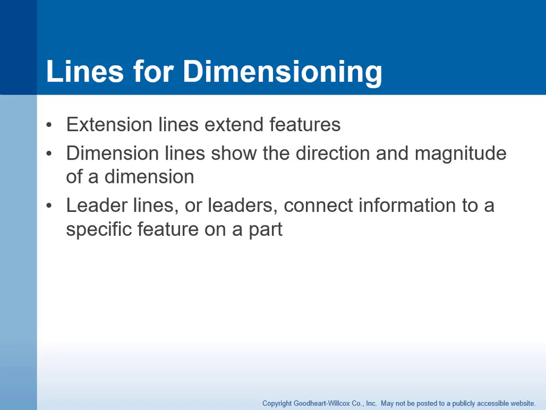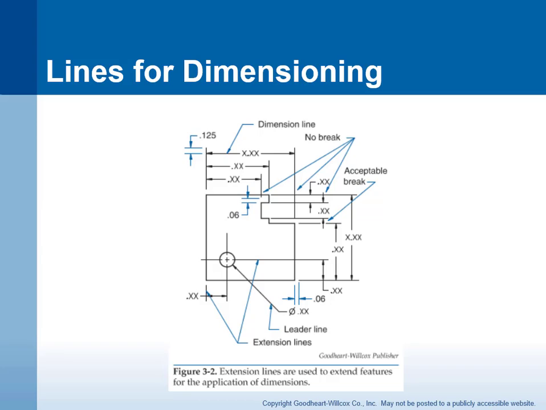Now these are the type of lines we use for dimensioning. So extension lines extend features, whereas dimension lines show the direction and magnitude of a dimension. And then leader lines or leaders connect information to a specific feature on a part. So here we have some examples of what a dimension line is and what a leader line is, and some of the conventions.